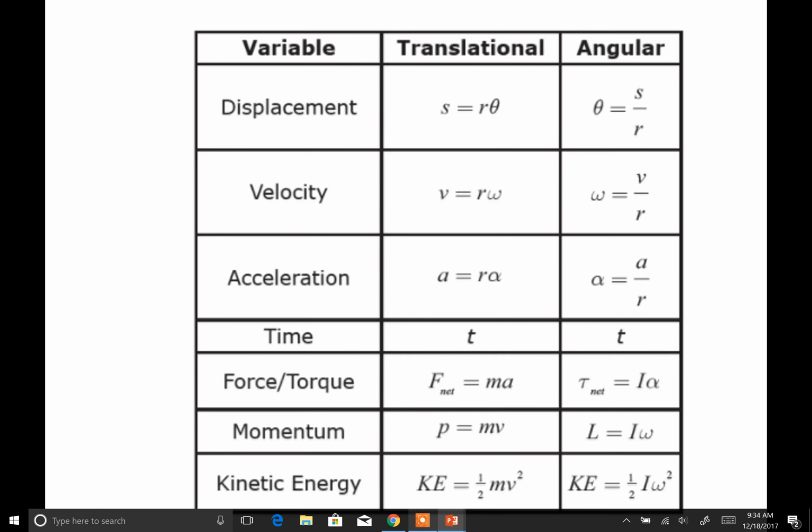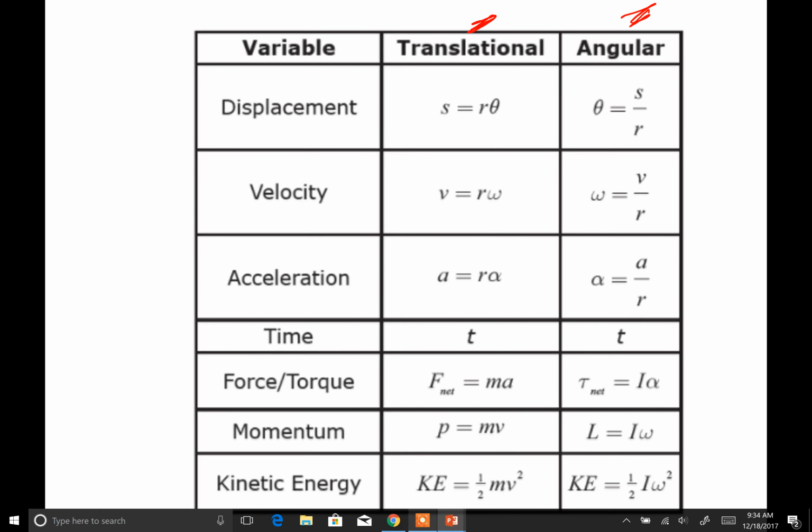So here are some other comparisons between translational or linear motion in this column and angular motion in this one. Here they use S for displacement; we're usually going to use delta x. Delta x is equal to r times the angular displacement. The linear velocity is r times the angular velocity. The linear acceleration is r times the angular acceleration.